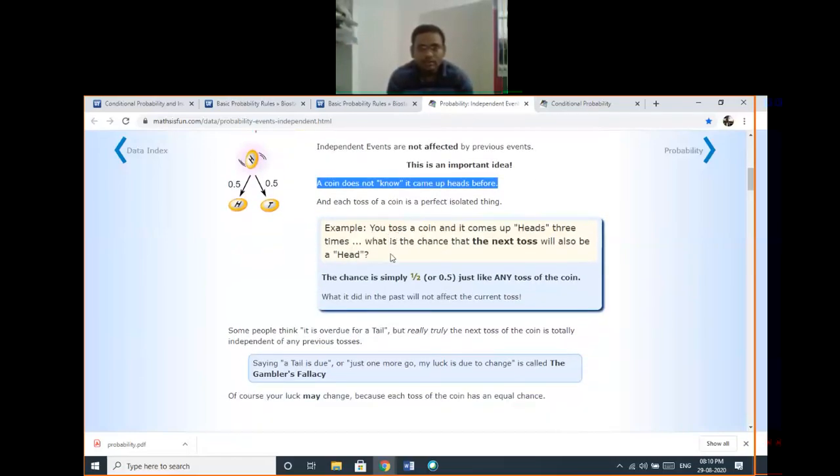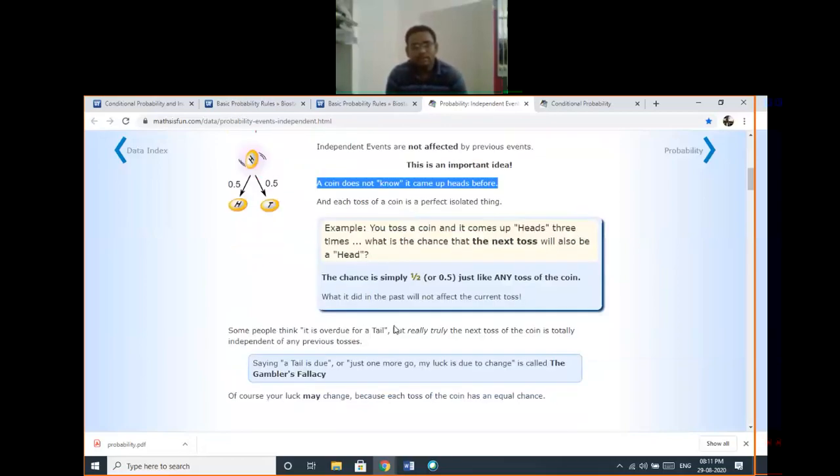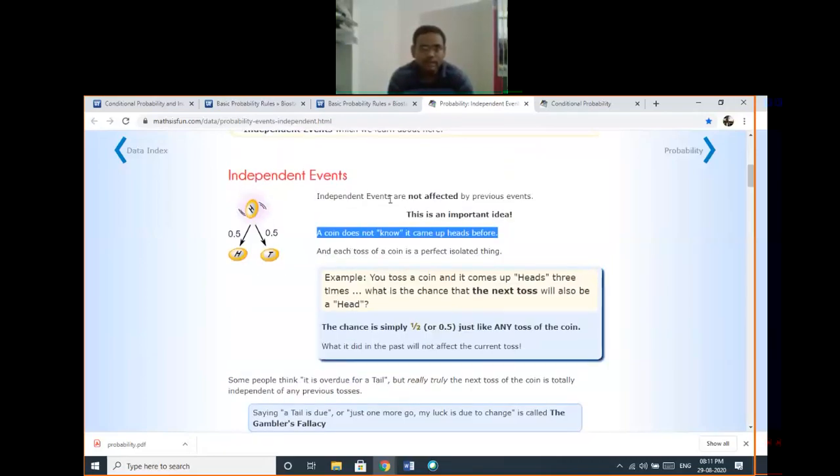Okay. So an example of probability: as you know, the total probability adds up to one. You toss a coin and it comes up heads three times. What is the chance that the next toss will also be head? The chance is simply 1 by 2, just like any toss of a coin. It doesn't depend on the previous occurrences, the previous events. So that's why it is an independent event.